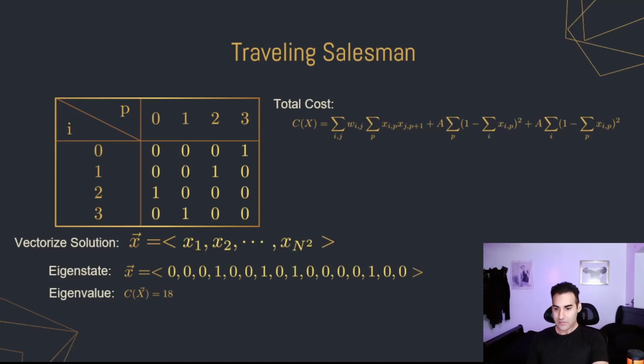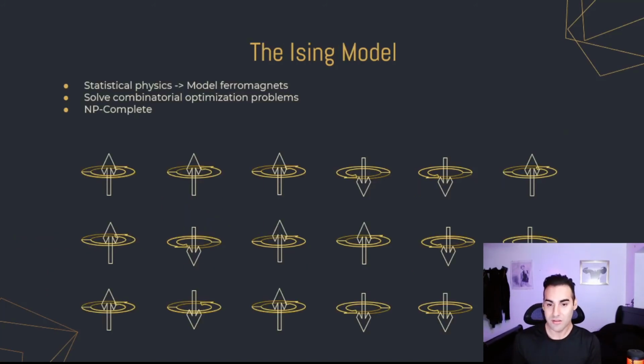Okay, now finally all we need to do is change variables from x to (1 minus sigma) over 2, and I'm going to call that h, and I'll describe what sigma and h are a little later, but for now that's all we need to do to prepare the traveling salesman. Now we need to talk about something called the Ising model. This is a problem from physics that is used to model ferromagnets. However, it's been found to be useful in solving combinatorial optimization problems, and it turns out that at least for the two-dimensional case it's NP-complete.